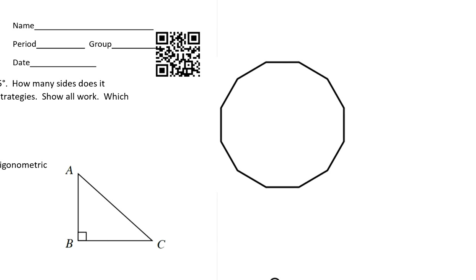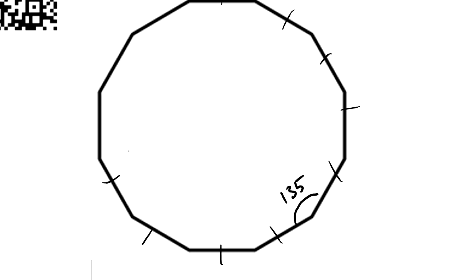So if we're looking at this regular polygon here, they're telling us that one of these angles is 135. Now, obviously, this polygon has 1, 2, 3, 4, 5, 6, 7, 8, 9, 10, 11, 12. This has 12 sides, right? And that doesn't mean that the answer is 12. That just means, for example, I'm just trying to show you what we're talking about. One of the interior angles is 135.